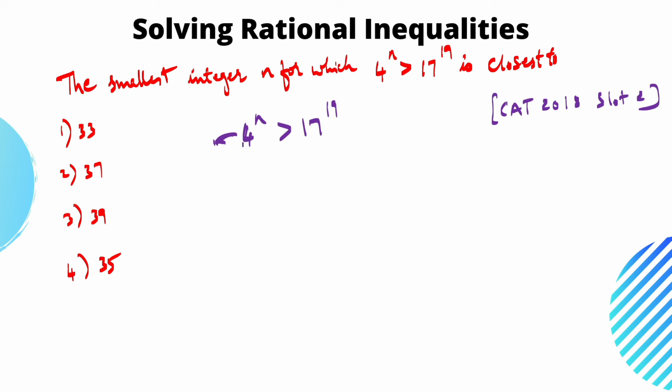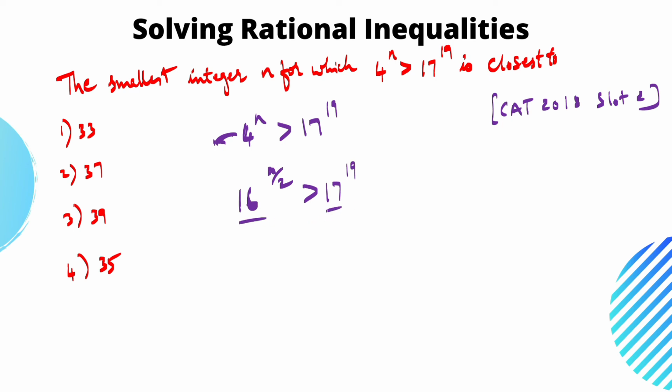We can express 4 power n as 16 power n by 2. These two are the same. 4 power n is equal to 16 power n by 2. This is equal to 17 power 19. Now the bases are somewhat closer.